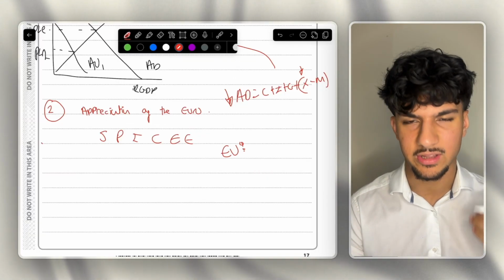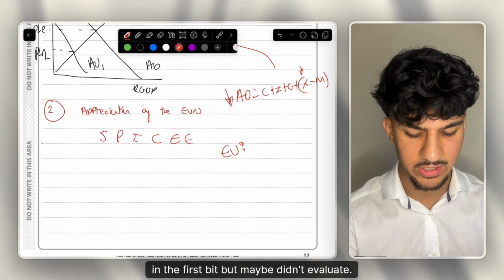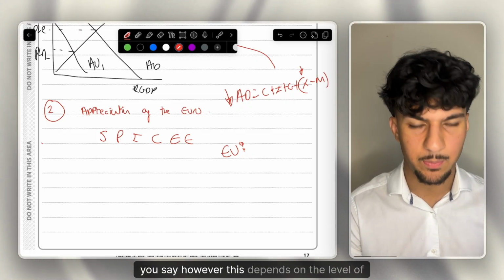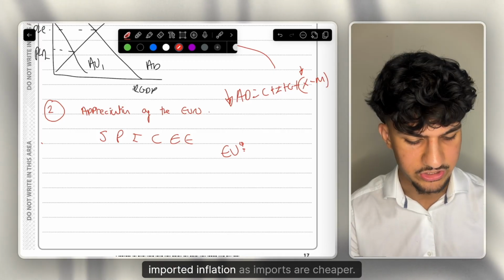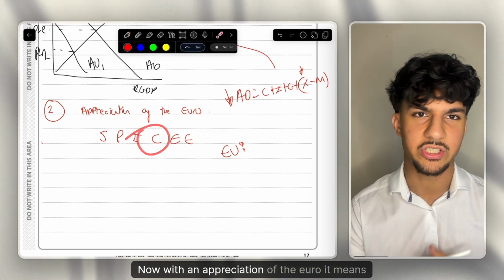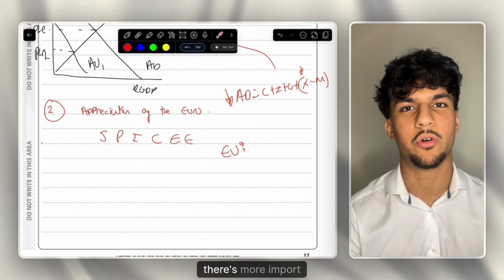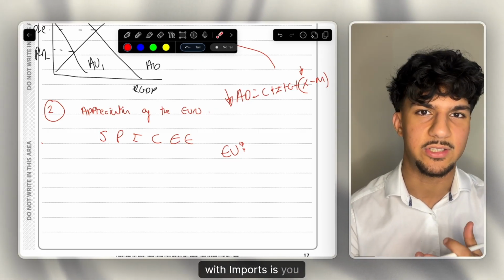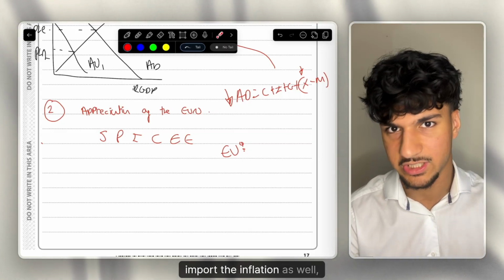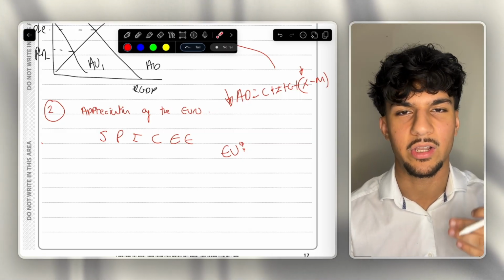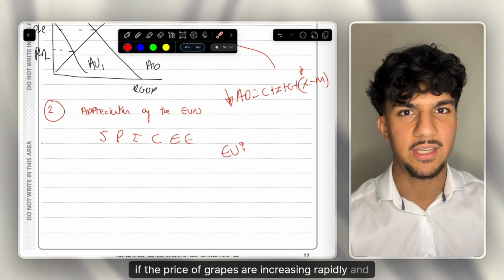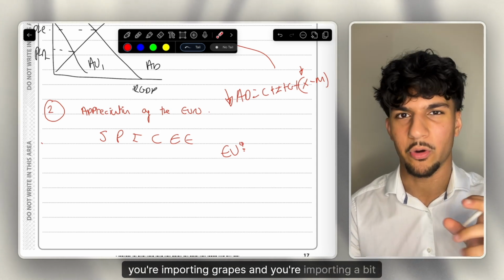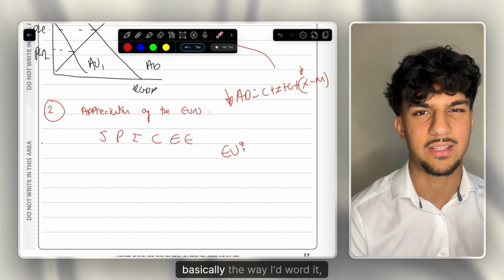And if you want to evaluate this, obviously there's 2 marks of evaluation. You probably have done enough in the first bit, but maybe didn't evaluate in your first paragraph. You can say, however, this depends on the level of imported inflation. As imports are cheaper now with the appreciation of the euro, it means we're going to import more. There's more import expenditure, meaning that one big thing with imports is you import the inflation as well. So, for example, if the price of grapes is increasing rapidly and you're importing grapes, you're importing a bit of that inflation. So basically that's the way I'd word it.